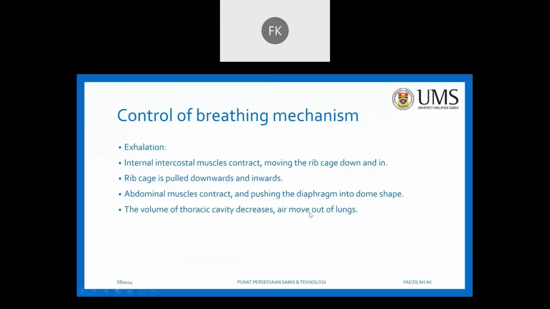In exhalation, when you exhale, it becomes the opposite. The internal intercostal muscles contract, moving the rib cage down and in. The rib cage is pulled downwards and inwards, and the abdominal muscles contract, pushing the diaphragm into the dome shape. This will push the air out of the lung. This one is the mechanics.